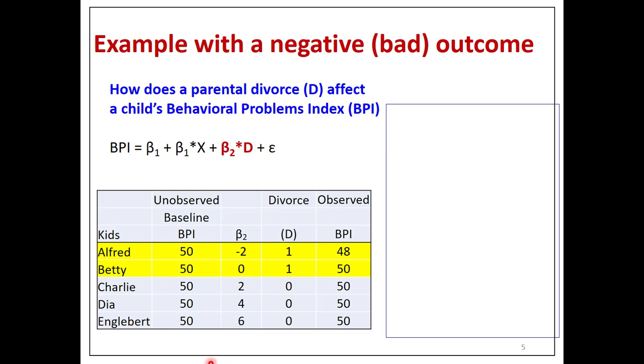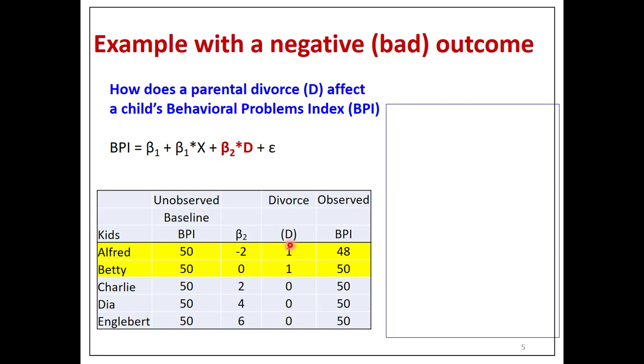So what self-selection bias would entail is that the parents have a general idea of what the kid's beta 2 looks like, what the effects of the divorce would be for the children. And then they decide whether to divorce partly based on what the child's beta 2 is.